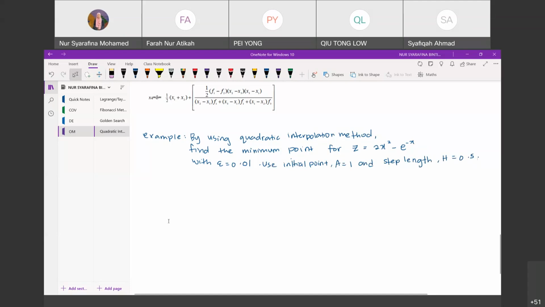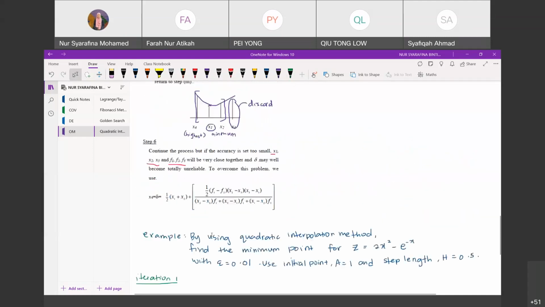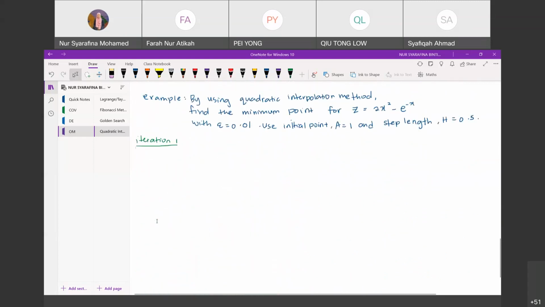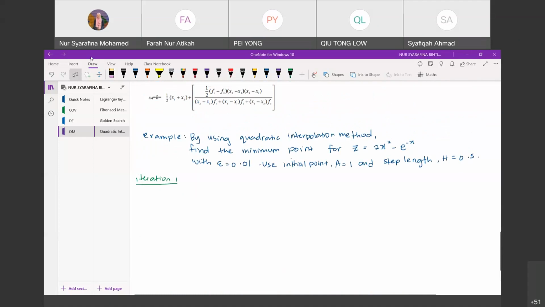What is our first one? Look at your notes and the algorithm given. What is our first step in iteration number 1? Let's start with iteration 1. For each iteration, it should follow all steps 1, 2, 3, 4 until 6 here. So in iteration 1, what is our starting point here? Let's do this together. What should we start with? Come on.